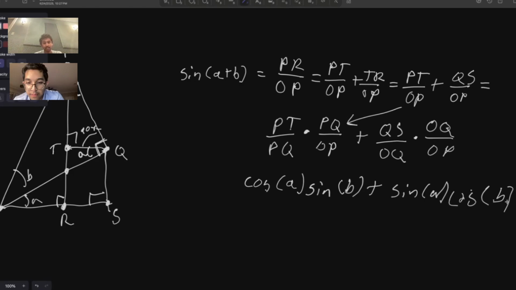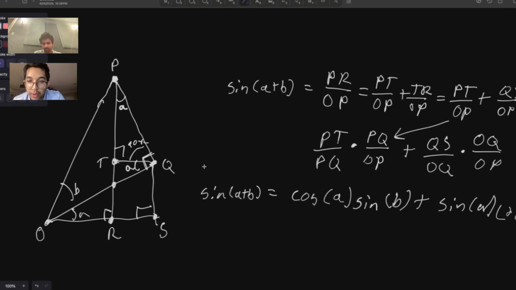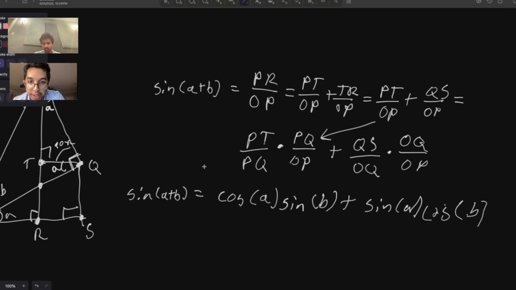And so what we have is that the sine of A plus B is equal to the cosine of A times the sine of angle B plus the sine of angle A times the cosine of angle B. Does that make sense? Yeah, I just had a quick question here. If we look above, we see PT over OP plus QS over OP, on the right-hand side at the top right. So how do we get from that to this multiplicative expression, like PT over PQ times PQ over OP? The way we can do that is, as I asked before, PT over PQ times PQ over OP, the PQs cancel, right? They do, yeah. Which just leaves us with PT over OP.